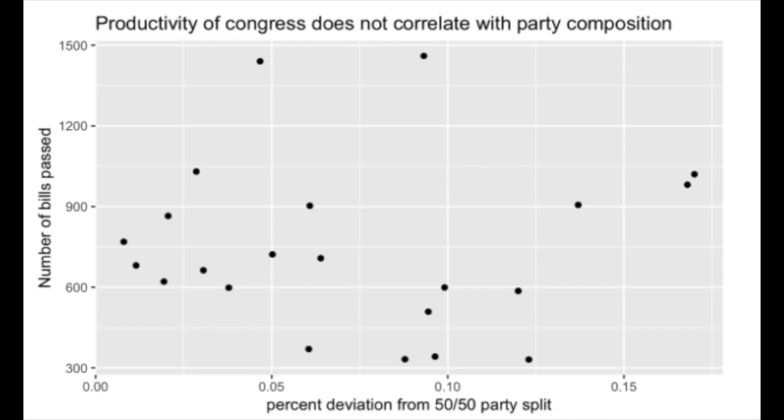Given this partisanship, we thought it would be interesting to see if the House is more productive when one party has significant majority. However, as seen in this graphic, there seems to be no correlation in the number of bills passed and the party composition of the House representatives.